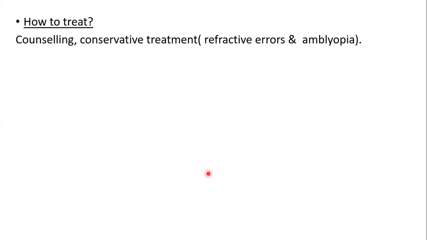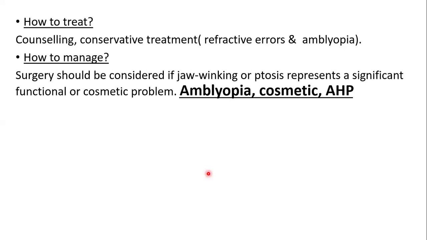And usually we treat congenital ptosis, whether it is Marcus Gunn jaw winking or any other type of congenital ptosis, whenever it is significant. Whenever it is significant, whether the patient is having AHP, anomalous head position, or it is closing the visual axis, it is covering the pupil. And sometimes if it is causing significant meridional amblyopia also. So surgery should be considered if jaw winking or ptosis represents a significant functional or cosmetic problem.